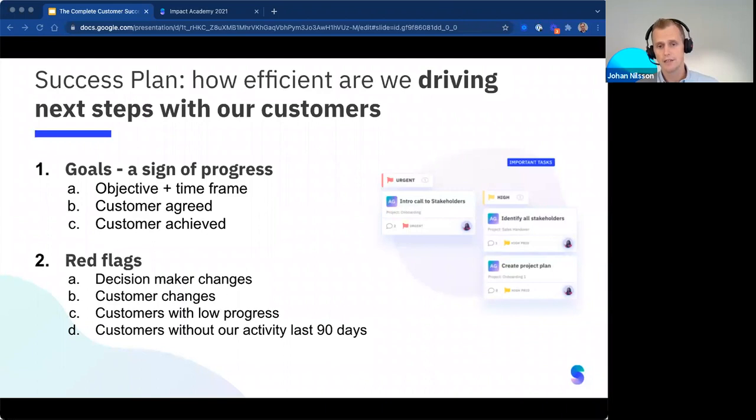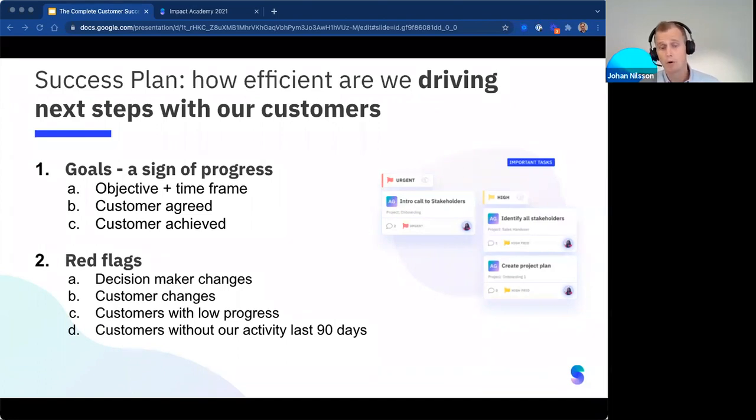A decision maker change is a red flag. I think everybody knows if one of our decision makers is no longer active or has changed, that's a risk. Other customer changes, they have been acquired, they have entered a new market, things happen on the customer side. We need to pick up on these, and this is also something we could put into these goals, and these goals usually change a lot.